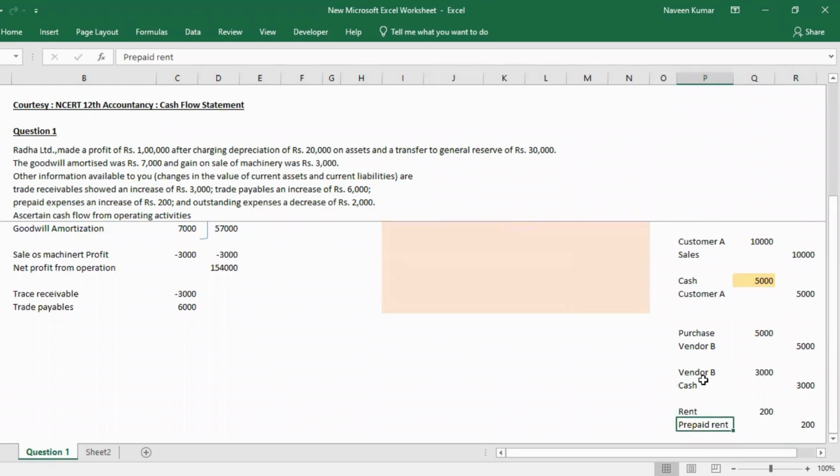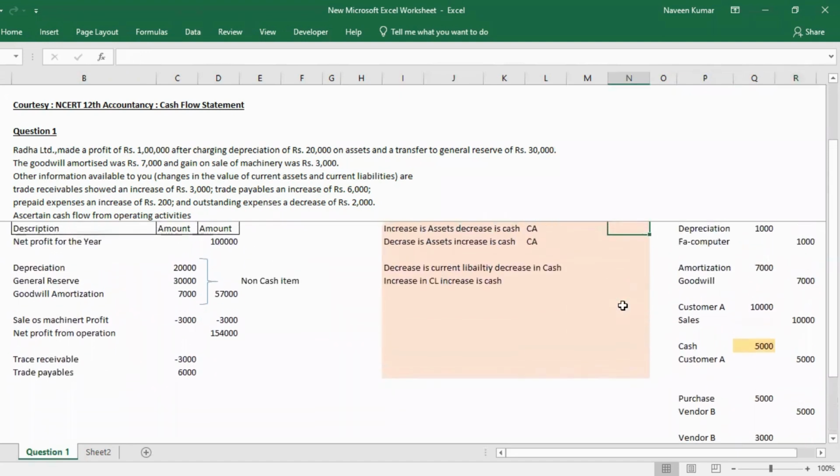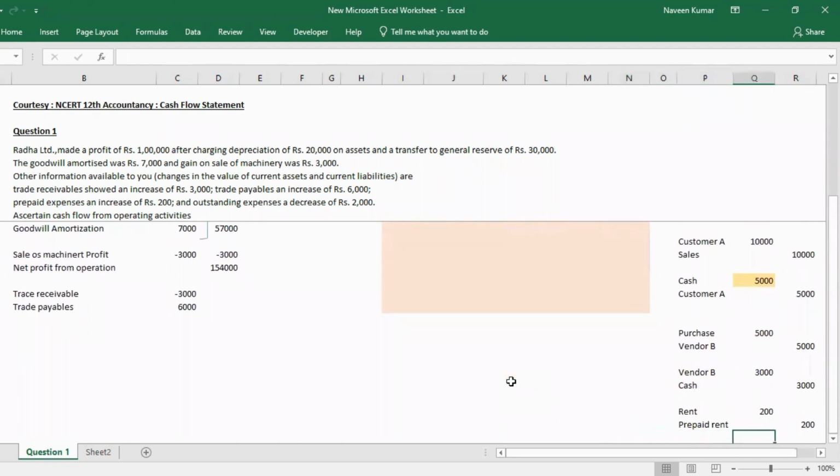So your prepaid rent decreases here. This is an asset entry. Prepaid rent is an asset, and this is the credit entry. So your asset is decreasing. So as per the formula, what is happening? Decrease in asset, increase in cash. So here prepaid rent is decreasing, so your cash is increasing. Sorry, prepaid rent decreased, my cash increased.